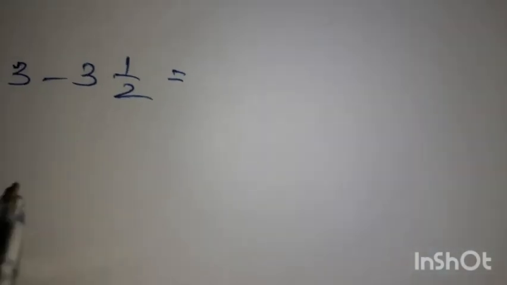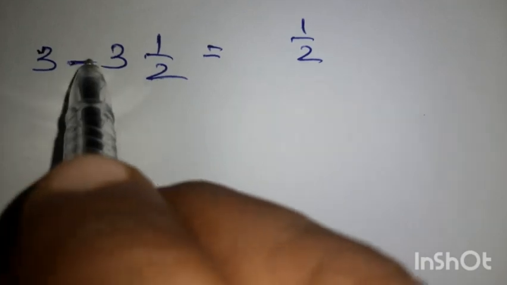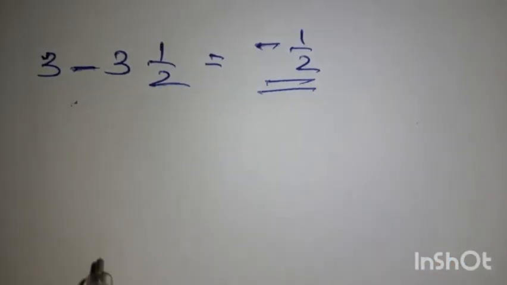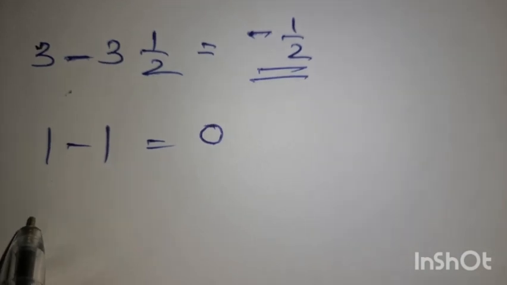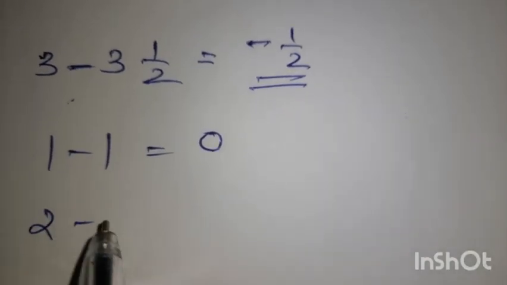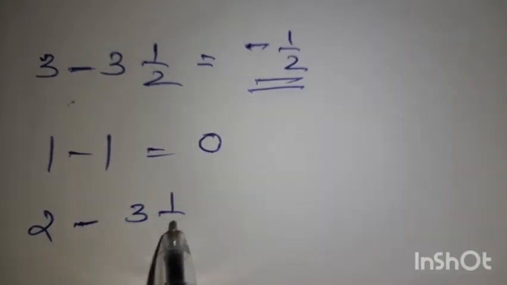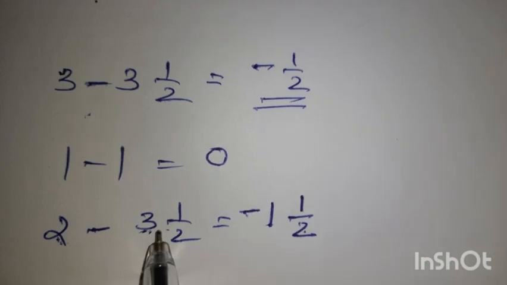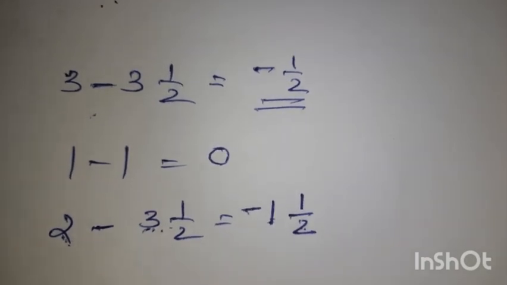3 minus 3 1 by 2. 3 and half minus 3 means half. Then which is the sign? Minus sign. 1 minus 1, what is the answer? 0. 2 minus 3 1 by 2. 3 and half minus 2 is 1 and half. Then keep the sign of minus.